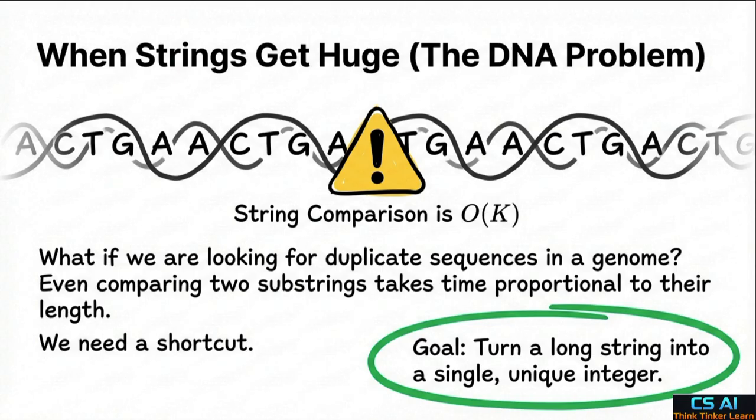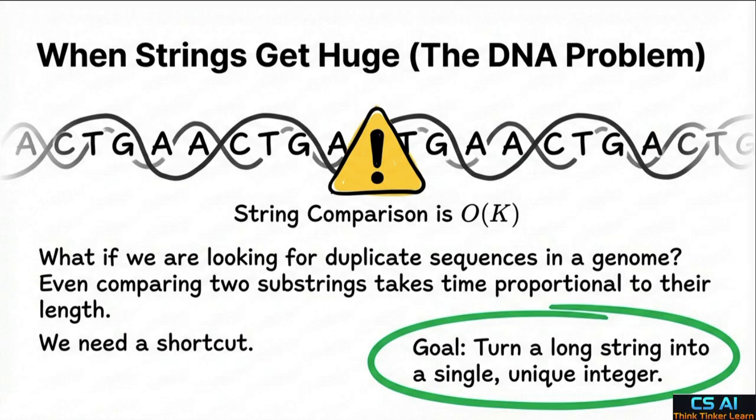But what if the strings are absolutely massive, like DNA sequences? In genomic research, you might be looking for duplicate sequences that are thousands of base pairs long. Even with a sliding window, comparing two massive frequency maps or substrings character by character can still take O of k time, where k is the window length. When k is large, our performance starts to dip again.